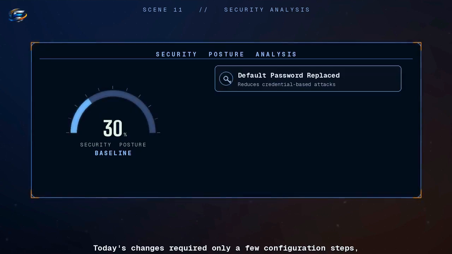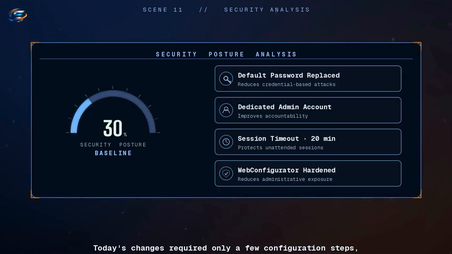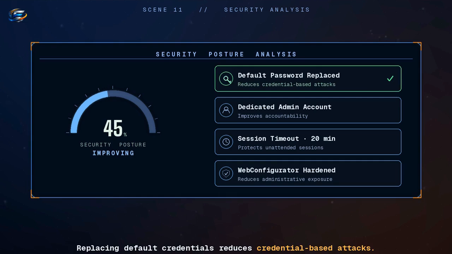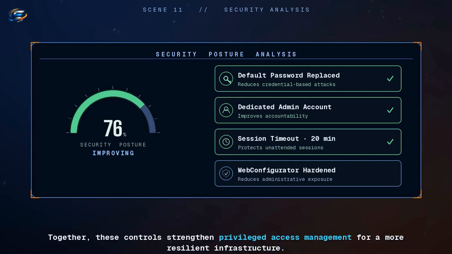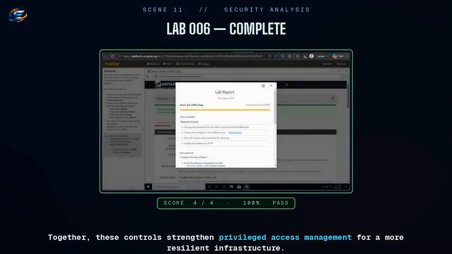Although today's changes required only a few configuration steps, they collectively provide meaningful improvements to the firewall's security posture. Replacing default credentials reduces exposure to credential-based attacks. Dedicated administrator accounts improve accountability. Session timeout policies protect against unattended administrative sessions. Together, these controls strengthen privileged access management and contribute to a more resilient security infrastructure.